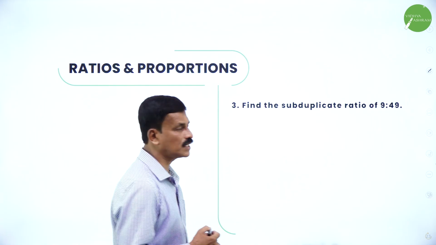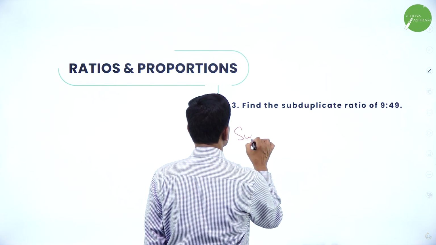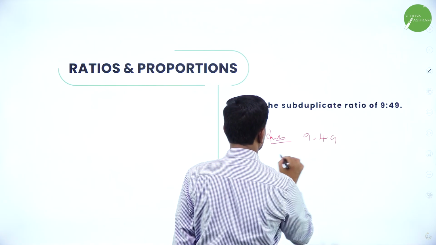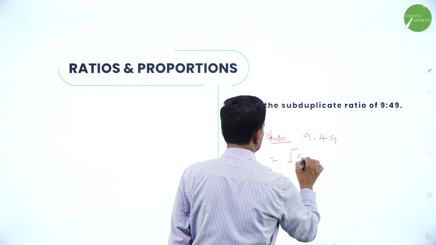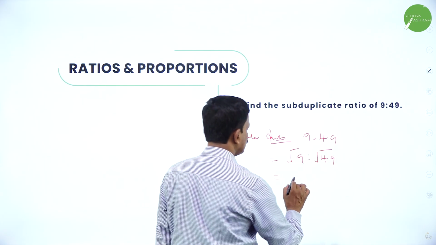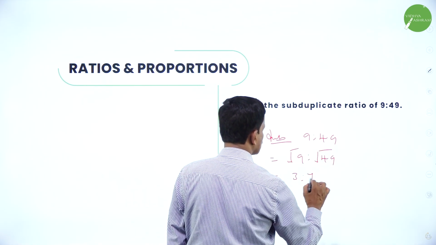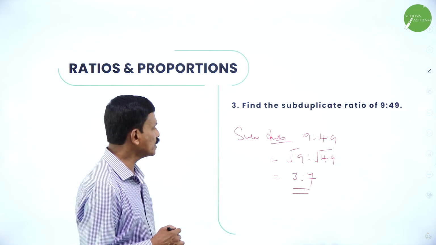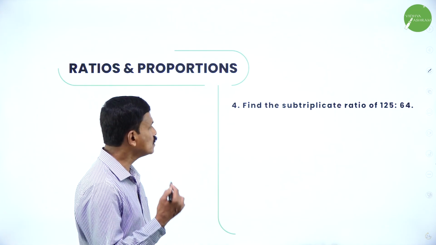Find the sub-duplicate ratio of 9:49. It is nothing but square root of 9 is to square root of 49. What is square root of 9? 3. What is square root of 49? 7. So, sub-duplicate is square root of 9 and square root of 49, 3:7.